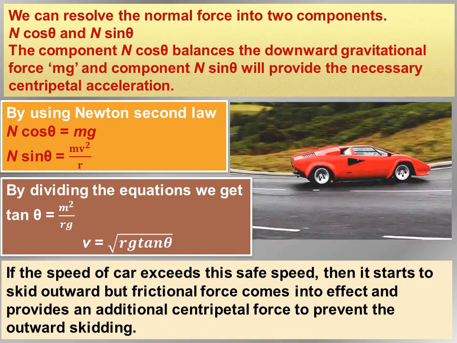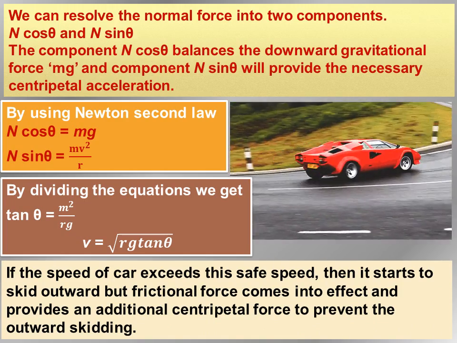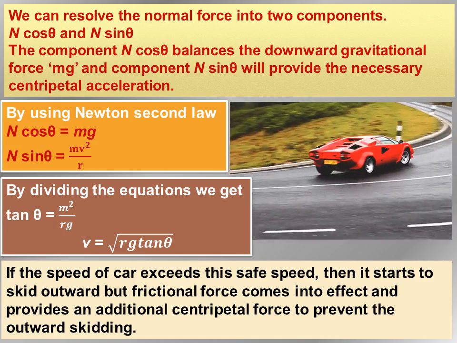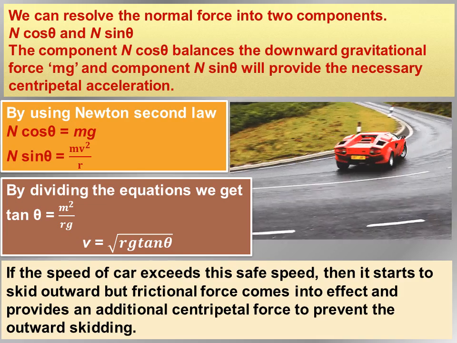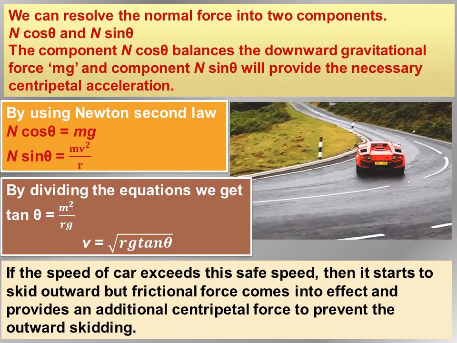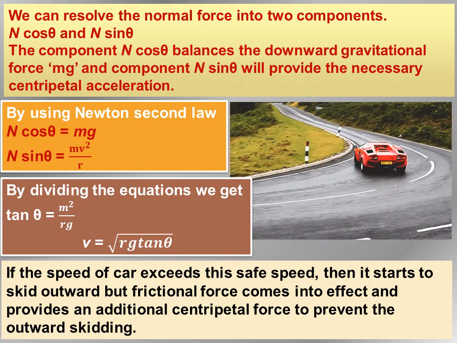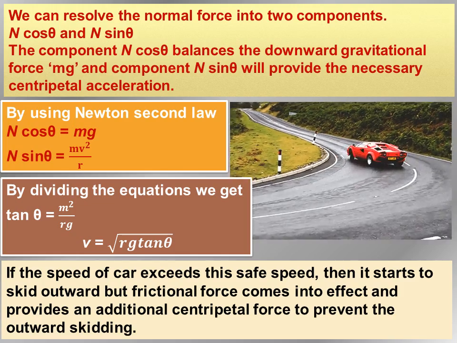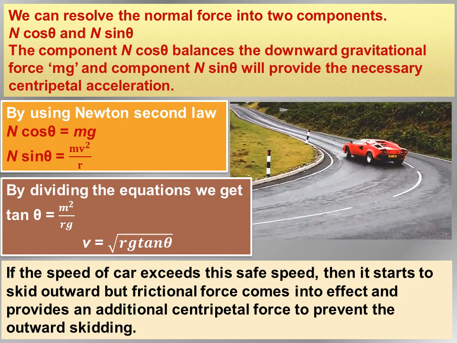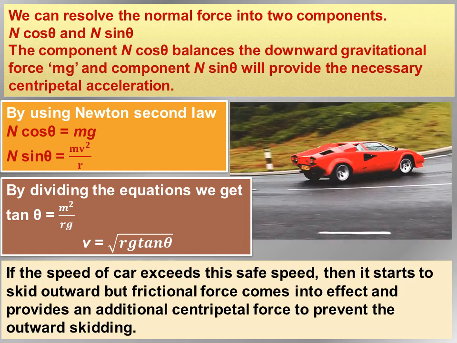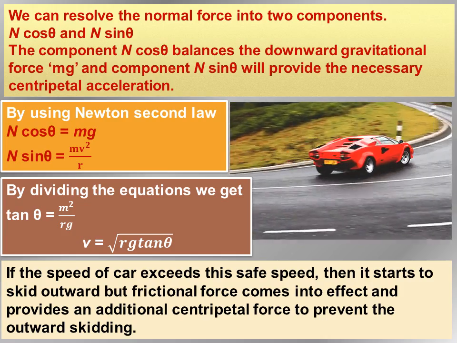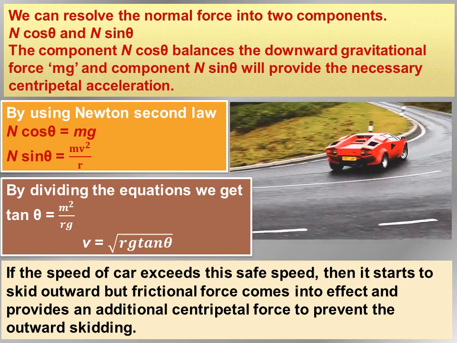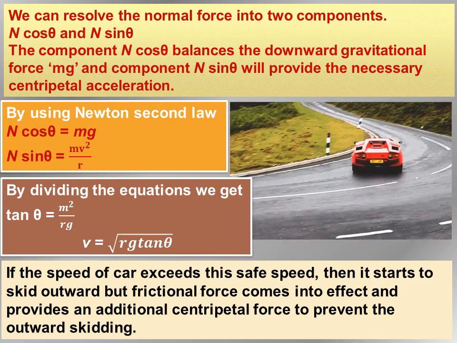If the speed of the car exceeds this safe speed, then it starts to skid outward, but frictional force comes into effect and provides an additional centripetal force to prevent the outward skidding. Actually, the banking angle theta and the radius of curvature of the road or track determine the safe speed of the car at the turning.